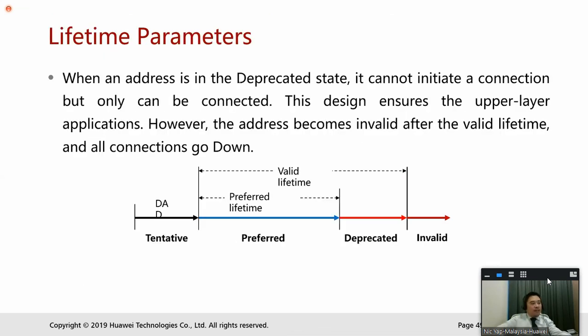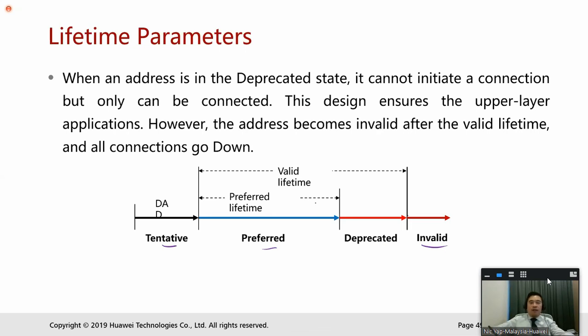When an address is in the deprecated state, it cannot initiate a connection, but can only be connected to. You can connect to it, but you are not able to create a new connection anymore. This address is going to be invalid soon. The design ensures that the upper layer application can still work, however the address becomes invalid after the valid lifetime, up to the maximum, then you go to invalid. So the address always starts from tentative. When it passes through tentative, it's called preferred. After preferred, deprecated, then in this case they go to invalid.